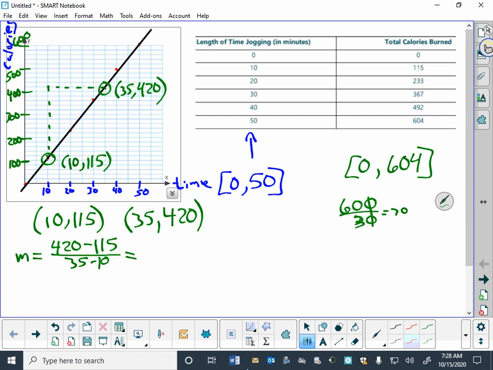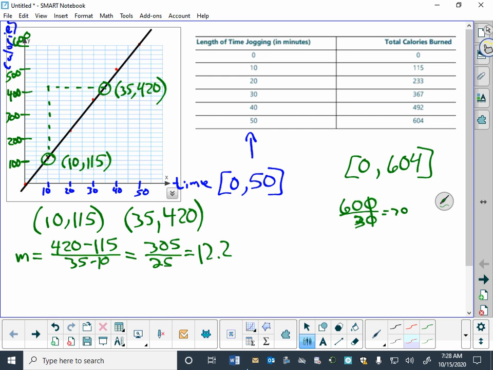420 minus 115 sounds like about 305 over 25, which I could go to a decimal. That's a fairly straightforward decimal when I divide by 25. So I'm going to get out my calculator, do 305 divided by 25. That's a 12.2.